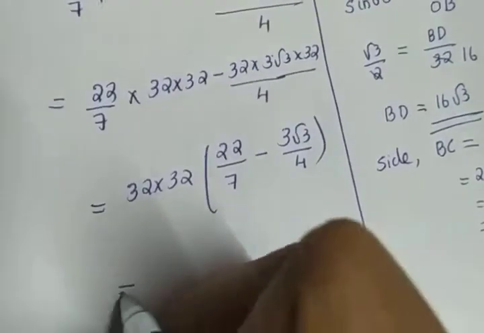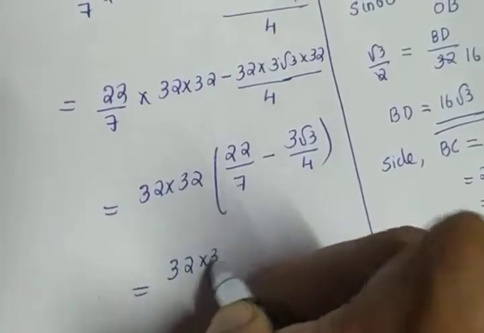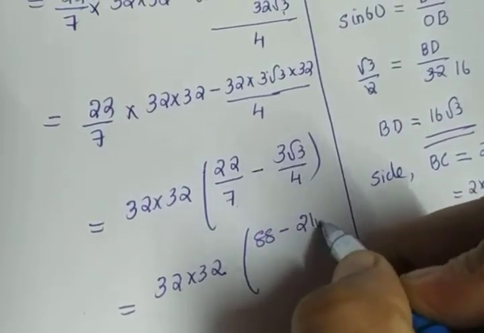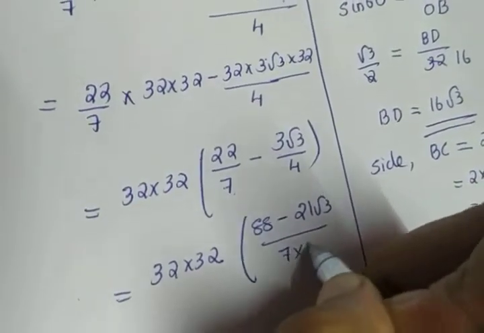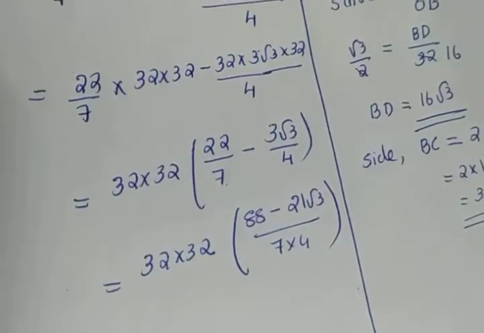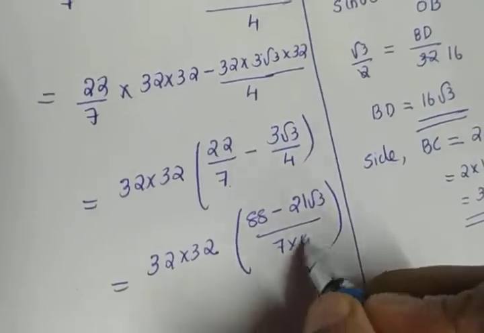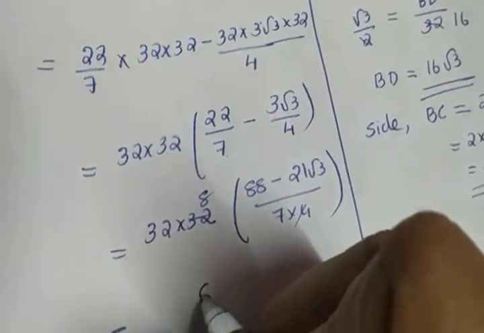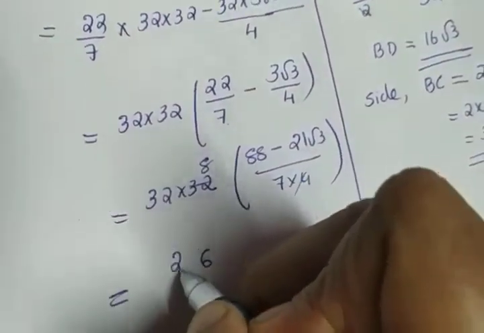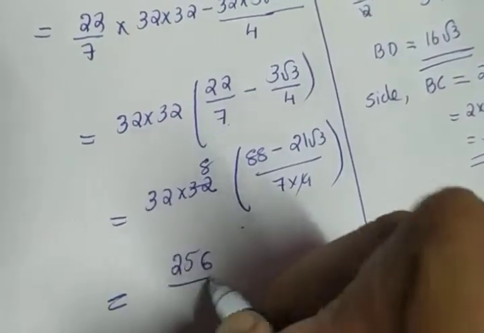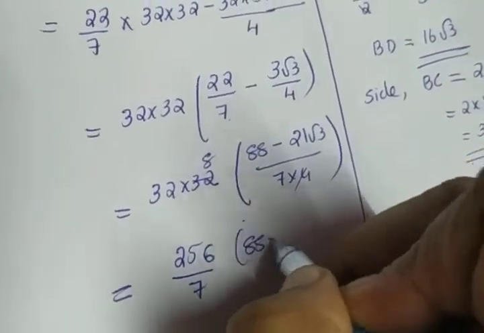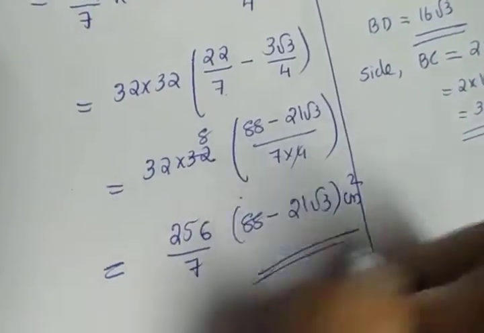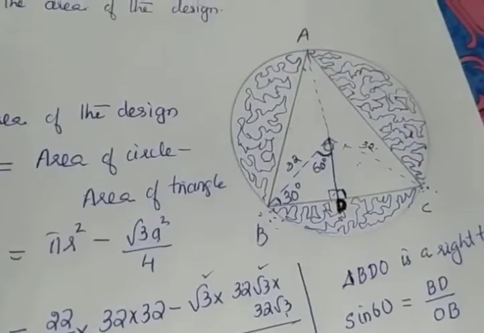So if I take the LCM, what do I get? 32 into 32, 88 minus 7 into 3, 21 root 3 by 7 into 4. 4 and 32 get cancelled, giving you 8. So 32 into 8. 8 into 2, 16. 8 3s are 24 plus 1, 25. 256 by 7 into 88 minus 21 root 3 centimeter square. This will be the area of the designed portion.